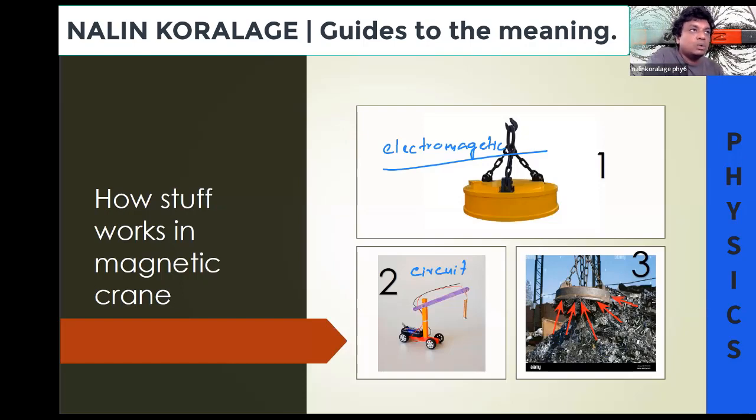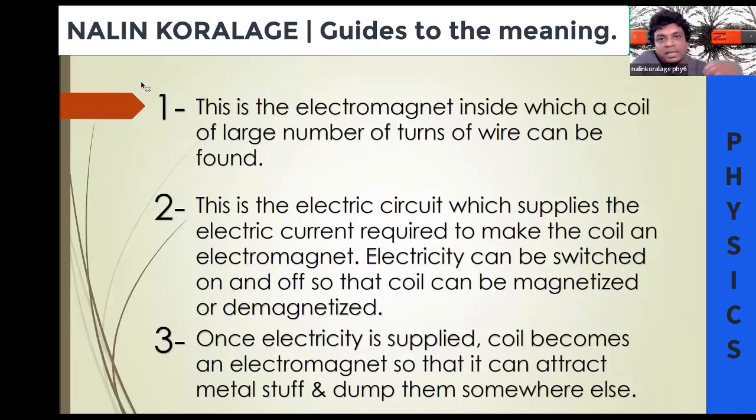So that explains how that thing is going to work. Okay. Now the steps are again explained here. So the electromagnet, with the large number of coils lying inside the housing: when the current supply is on, it becomes an electromagnet. When the supply is off, that magnetism vanishes, then things are going to fall, right? And once electricity is supplied, the coil becomes an electromagnet, so that it can attract metal stuff and dump them somewhere else. Simple as that. Okay.